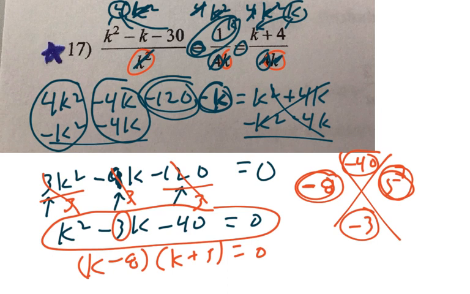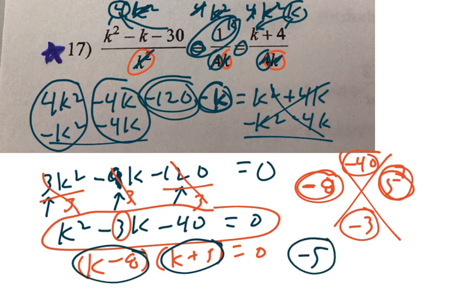That means for this one, that's just simply negative 5, right? Negative 5 plus 5 is 0. And right here, I know 8, because 8 minus 8 is 0. So these are my two solutions.